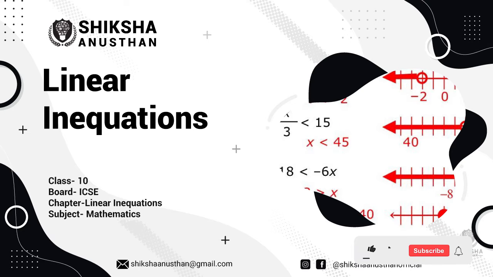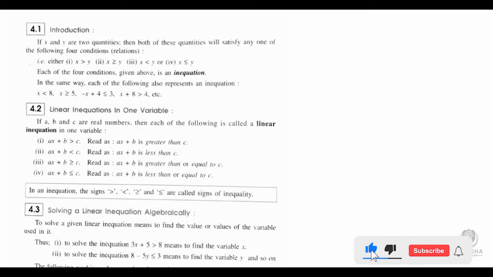In this video, we will be learning about inequations. So, if x and y are two quantities, then both these quantities will satisfy any one of the following four conditions. Either x is greater than y, or x is greater than or equal to y, or x is less than y, or x is less than or equal to y. Each of the four conditions given above is an inequation.